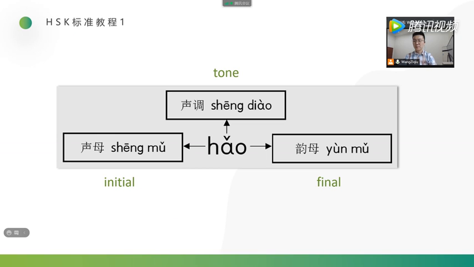Do you remember, pinyin consists of 3 parts: initials, finals, and tones. And in a syllable, initials are not necessary. Sometimes initial 声母 can be omitted, but final 韵母 and the tone 声调 cannot be omitted.